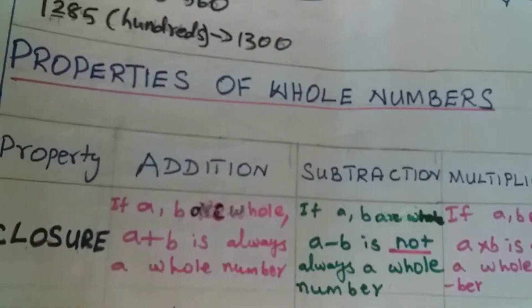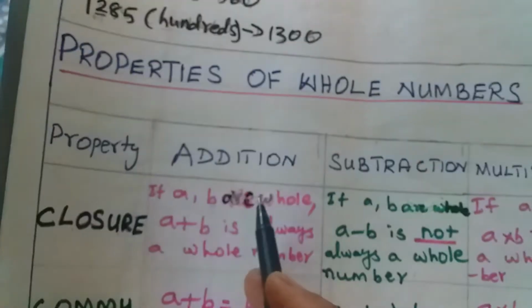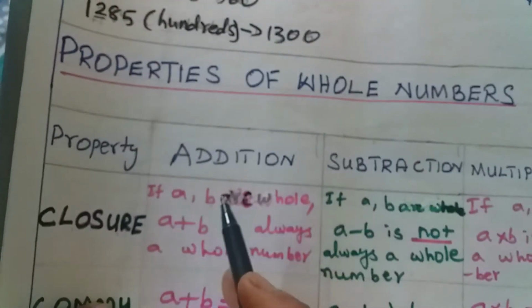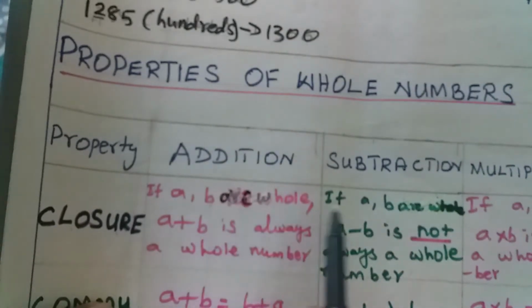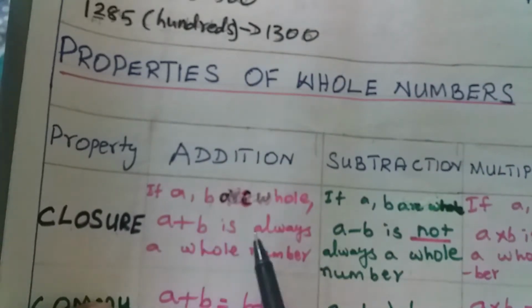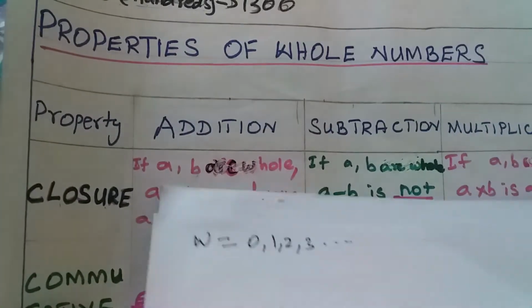Now what is closure? Closure means if A and B are whole numbers, any two whole numbers from 0, 1, 2, 3, etc., it can be any two numbers, then A plus B is always a whole number. When you add two whole numbers, we get a whole number.